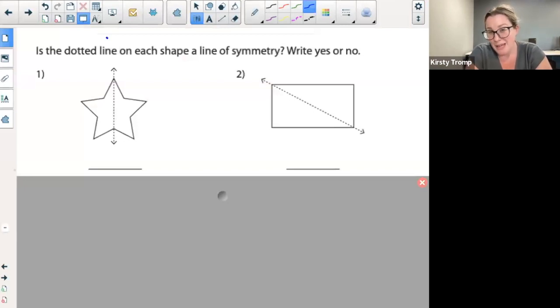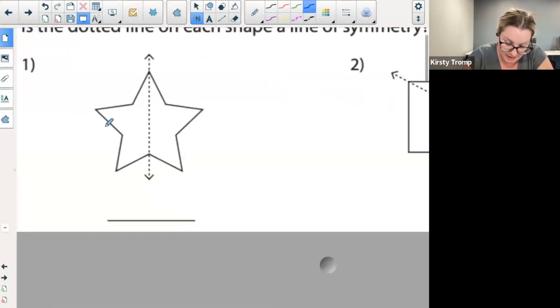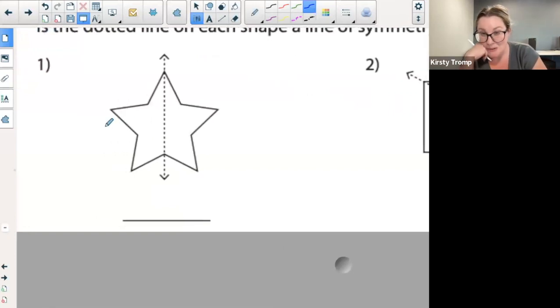So let's look at number one. In number one, I have a star, okay? I'm looking at that dotted line. I'm going to make it a bit bigger for you so you can see it. I'm looking at my star and I'm looking at the dotted line. If I had to take that picture and fold it along the dotted line, would I have the exact same shape on both pieces of my paper? If I had to take a mirror and put a mirror on that line, would I have a mirror image of my shape?